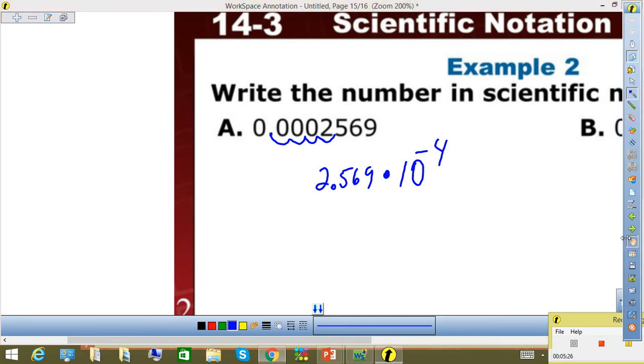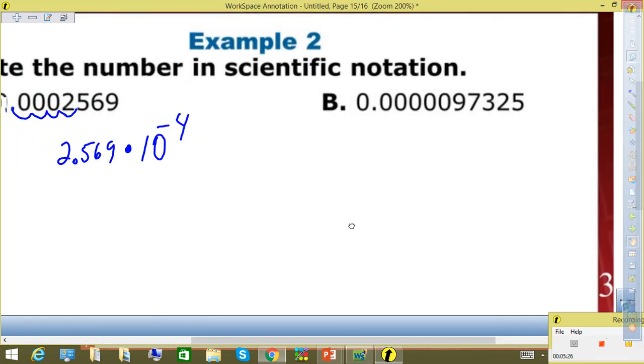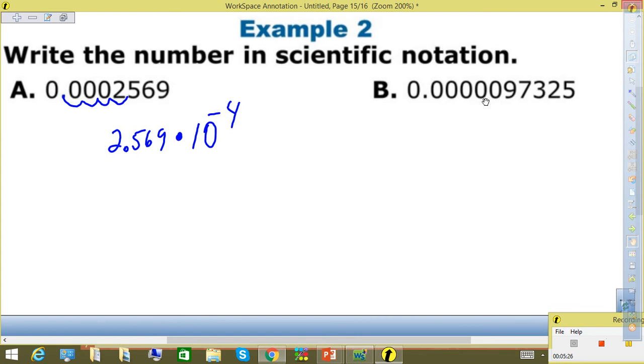All right, copy this next one, please. Example 2B. Example 2B, and do that one by yourself, please, on your paper. Let's see.